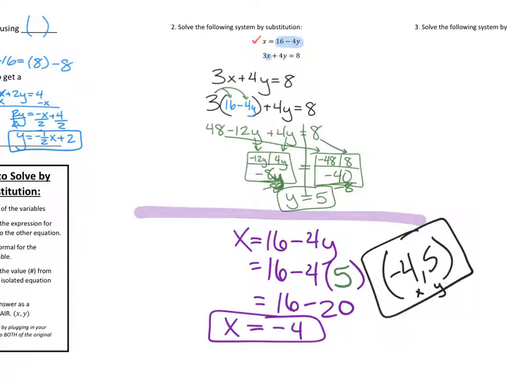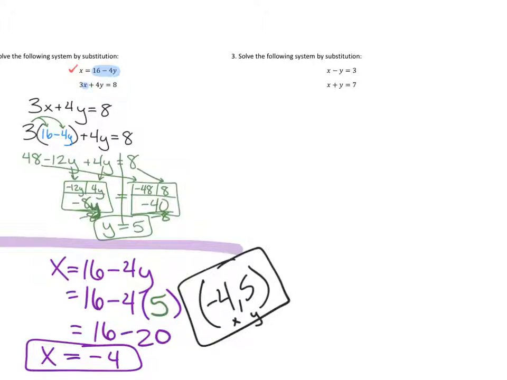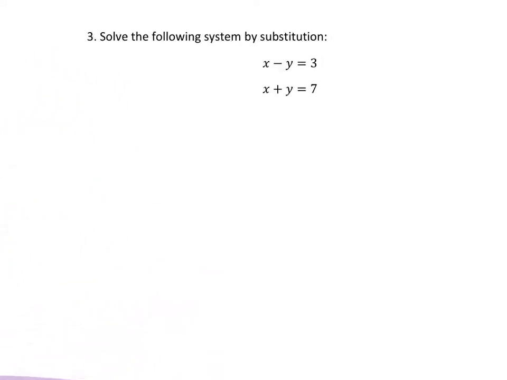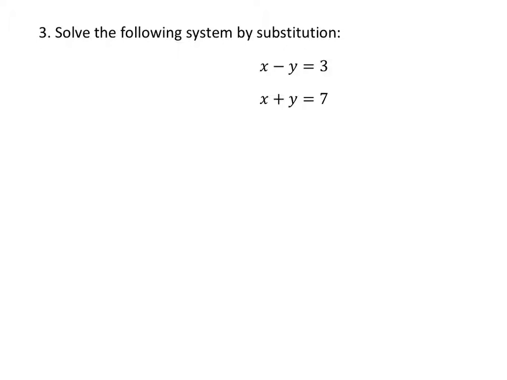Join me on number 3. Number 3, again, asks me to solve that system by substitution. What do you notice about this system, though? There's not a single variable by itself. Good observation. So we actually have to do the original step that says isolate the variable. Up here, since it doesn't say x equal or y equal, we have to do it.